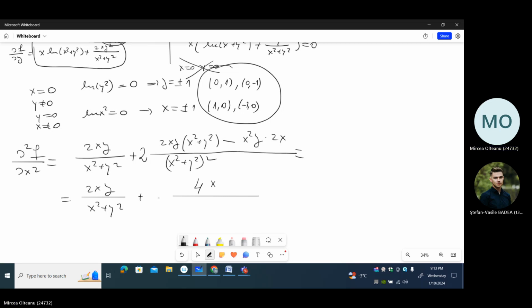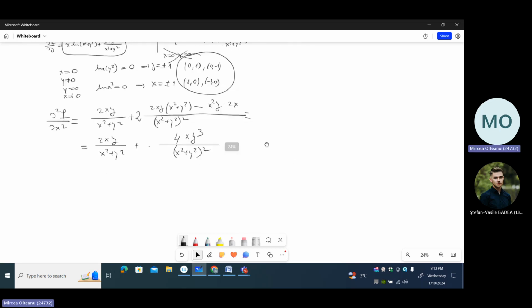4xy at 3 over x squared plus y squared squared. This is the derivative with respect to x. Now, by symmetry, we can compute the other non-mixed partial derivative of second order by changing the place of x and y. So it is 2xy over x squared plus y squared plus 4x at 3 y over x squared plus y squared. Let's hope it's okay.